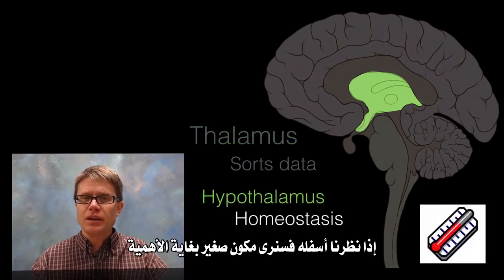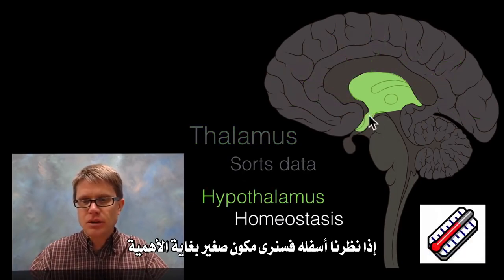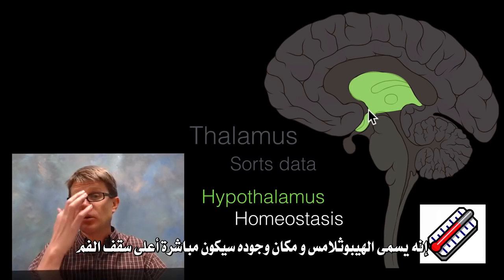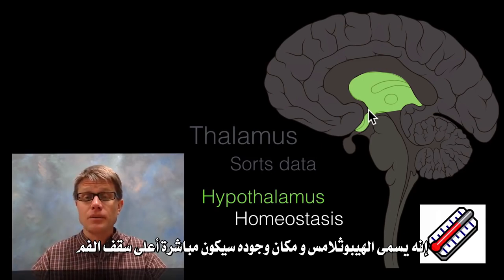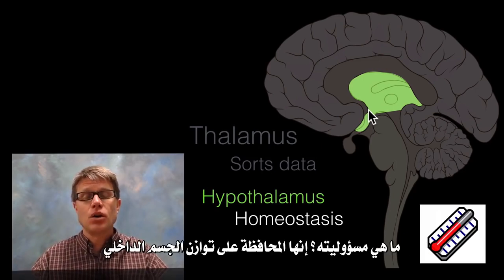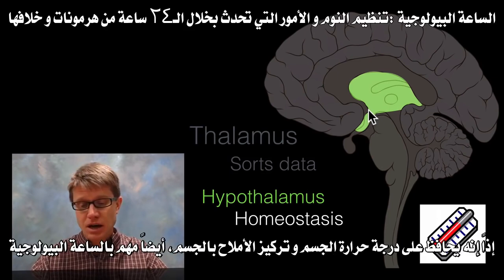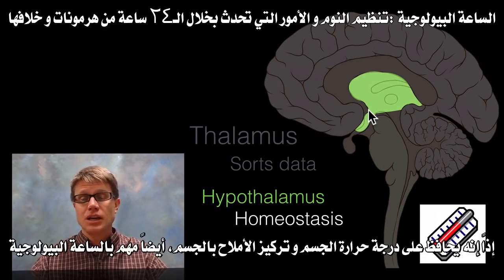If we were to look below that, there's a little structure here that's incredibly important. It's called the hypothalamus. That's going to be really right above the roof of your mouth. What is that accountable for? It's homeostasis. So it's maintaining body temperature. It's maintaining osmolarity. All of that stuff is contained right up in the hypothalamus. Also important in circadian rhythms.